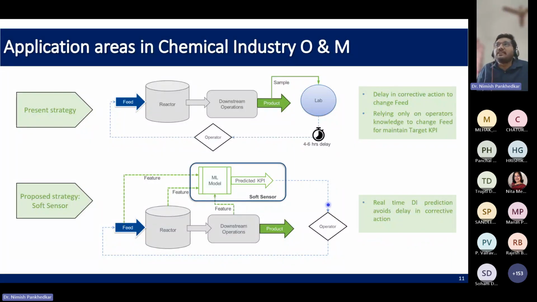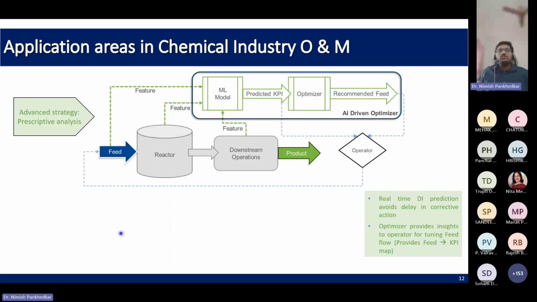The operator will get it, there is no time delay over here. The operator will instantly get to know that because of some changes in the feed or upstream composition, my product quality is likely to drift. So the operator, based on his experience, can immediately take the corrective action. Let's say he wants to increase the feed or decrease the temperature, whatever. So this is a typical block diagram of a soft sensor.